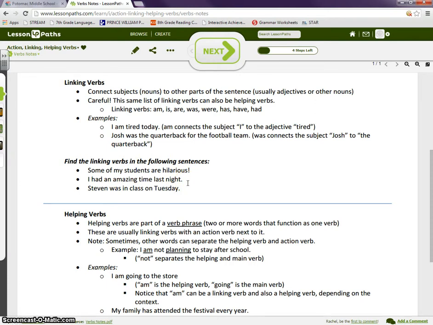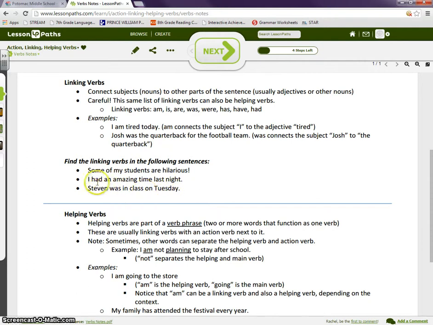Let's look at the second one. I had an amazing time last night. The linking verb is had, and you're connecting the subject I with time. What kind of a time you had. And so had is connecting them. As I said, you can't get up and had, but it's the connection, it's the link from the subject to the noun. And let's look at the third one. Stephen was in class on Tuesday.